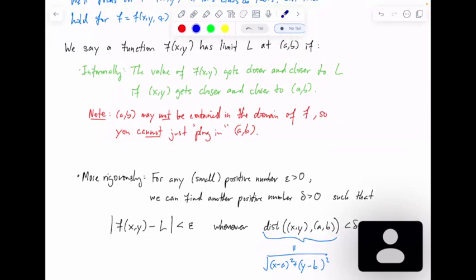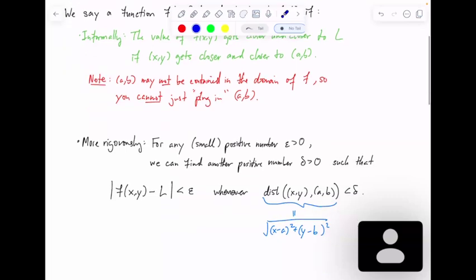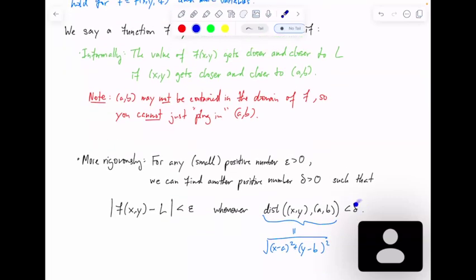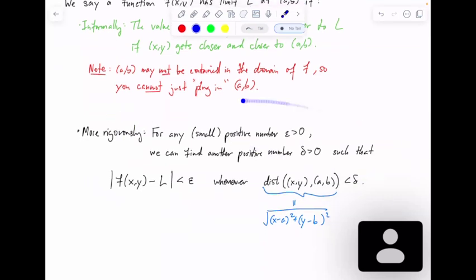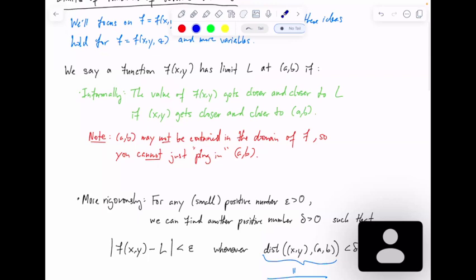If I want to make my function as close to 3 as I want, I can make epsilon 0.000005, and I'm saying that if my function truly has a limit 3 at (0,0), then I can make my function values be as close to 3 as I want. Its difference with 3 is going to be less than 0.000005 whenever my distance from the origin is less than some delta. If you're able to carry this scenario through, then your function has a limit.